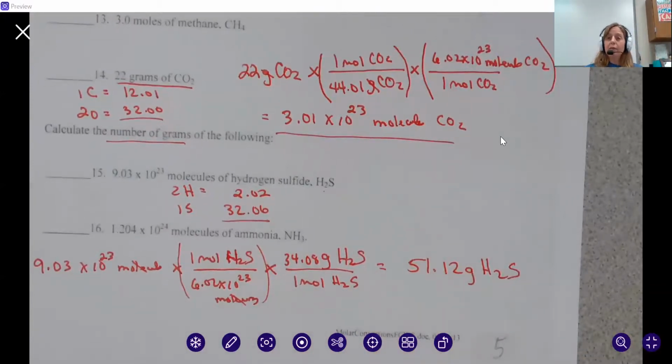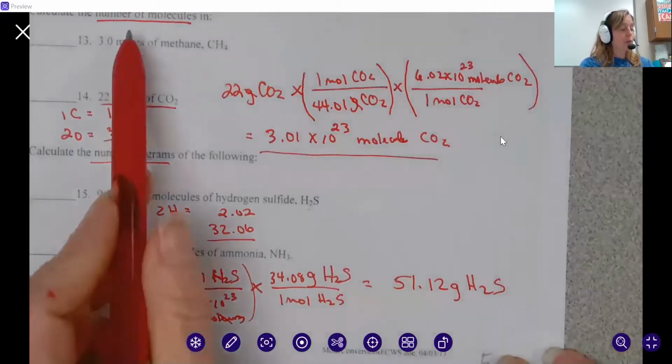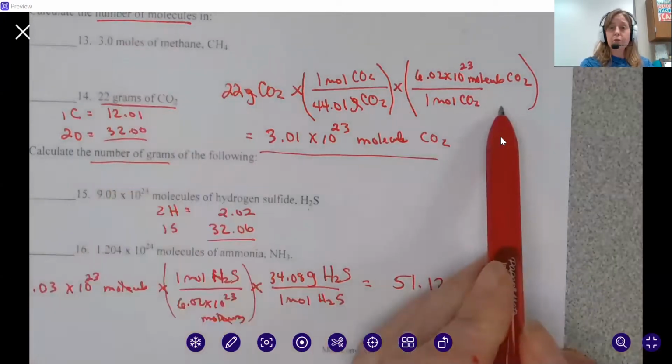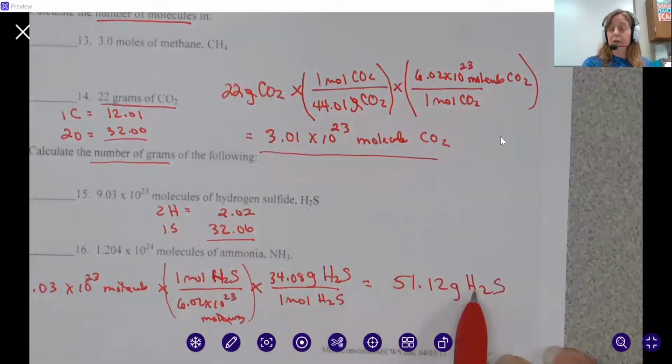Okay? So you've done these problems before, but you've never done them in a combined format. So if you have questions, please ask, okay? There's going to be a worksheet that follows this, and if you need to reference back, just come back and reference how I set these up. Because honestly, the setup is going to be the same. So if I'm looking for molecules, you're going to use this first setup. If I'm looking for grams and I have particles, you're going to use this setup.